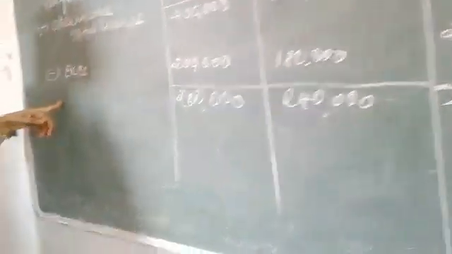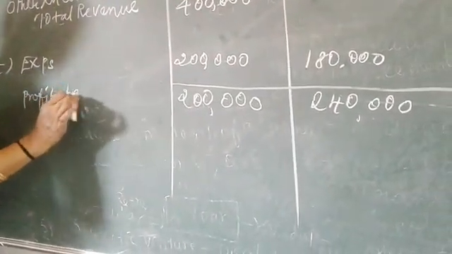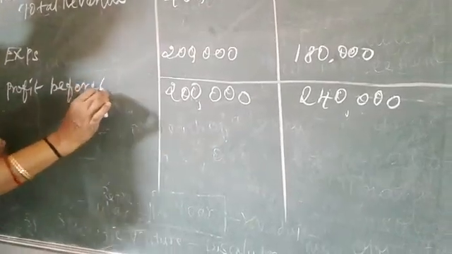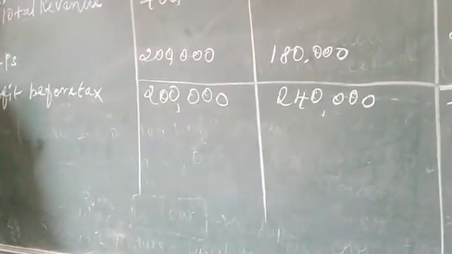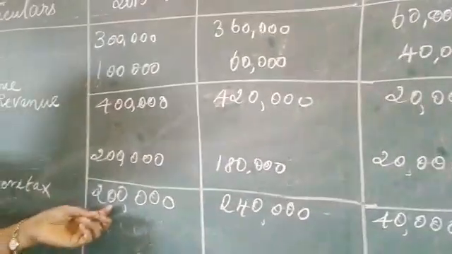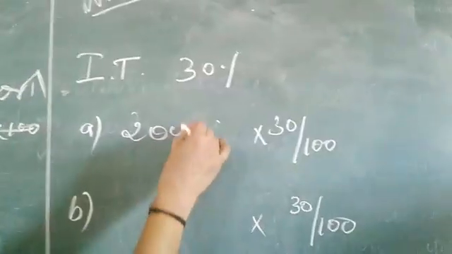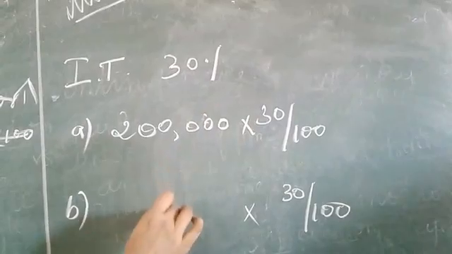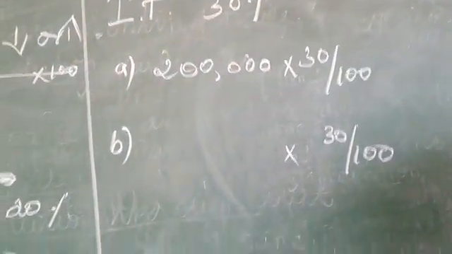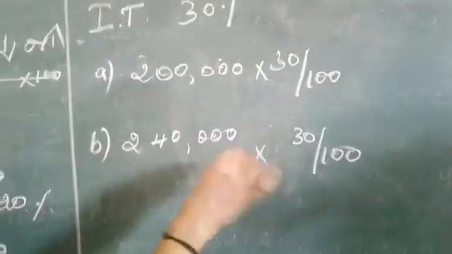Then next, what you have to do? Which is the answer? Yes, profit before tax. Since here income tax of 30% was given, so 30% on 2 lakhs. Okay, 30% was given in the sum. So what you have to do? 2 lakhs into 30 by 100. Next one, what you have to do? Yes, 2 lakh 40,000 into 30 by 100.